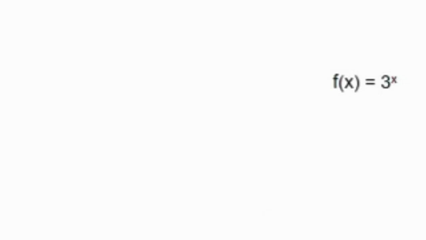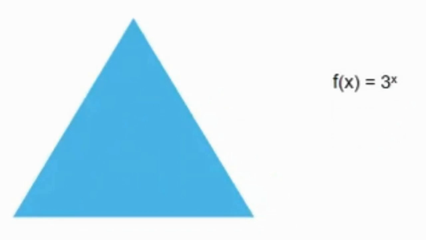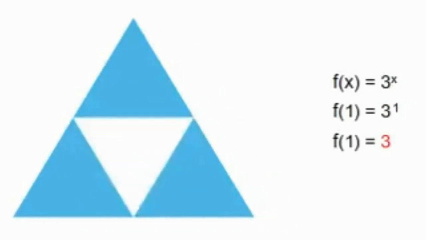At stage 0, when x equals 0, the function equals 1, indicating there is only one solid triangle. This is how the fractal begins. At stage 1, f of x has a value of 3. This means that the first time a triangle is removed from the center, there are 3 triangles left.